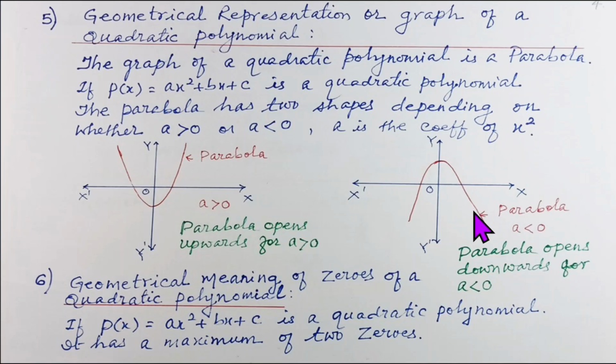So, that is very important for us to remember. So, the graph is a parabola. The parabola opens upwards if a is greater than 0, and it opens downwards if the value of a is less than 0.